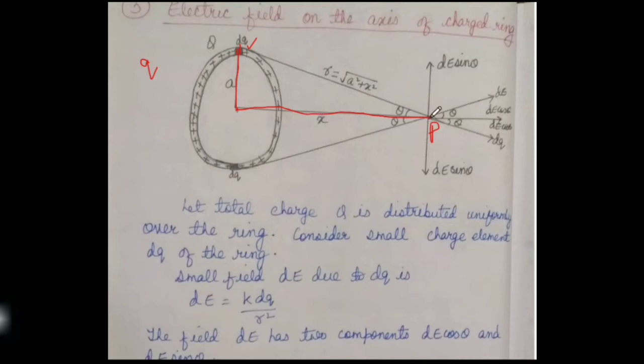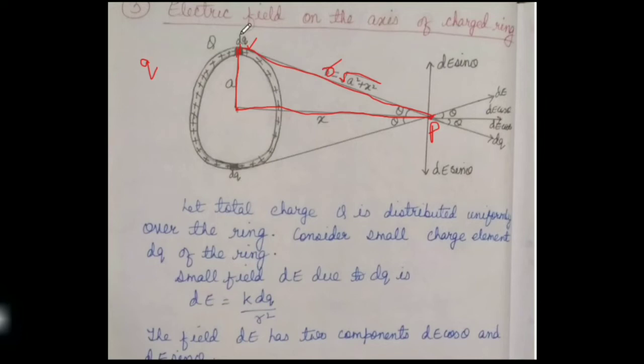Now you have to calculate electric field at point P due to this small charge element dq. So you join the line from this charge to this point P and let us take that distance is r, and r becomes what? Radius is A and this one is x. So this is under root a square plus x square. So distance from the charge to the point where electric field is determined is r.